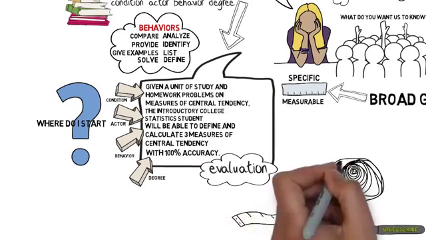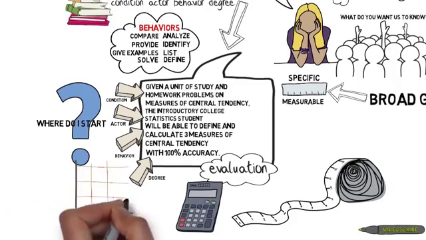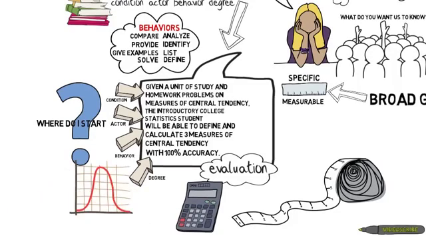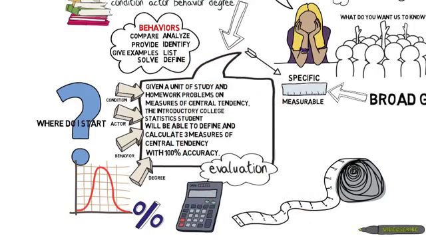So what does our completed objective look like? Given a unit of study and homework problems on measures of central tendency, the introductory college statistics student will be able to define and calculate 3 measures of central tendency with 100% accuracy. That's a pretty good objective because it's both specific and measurable.